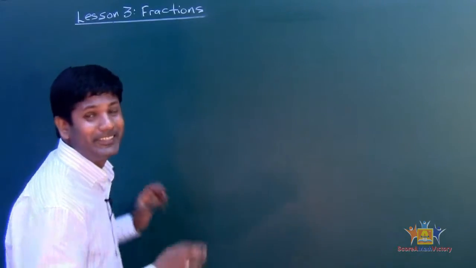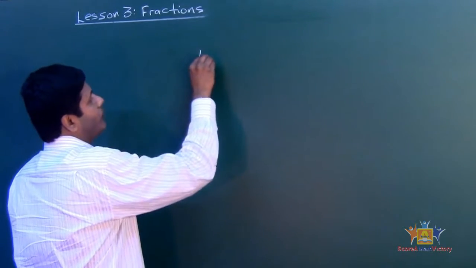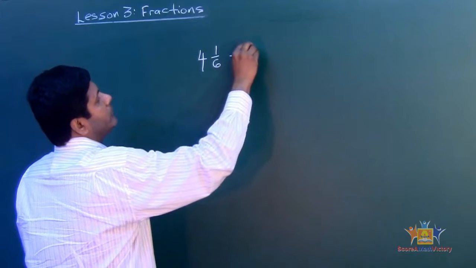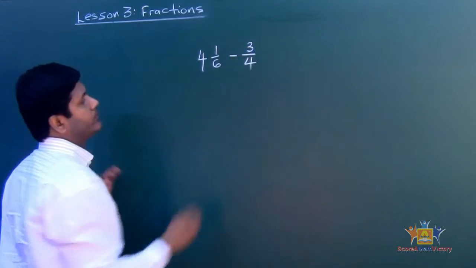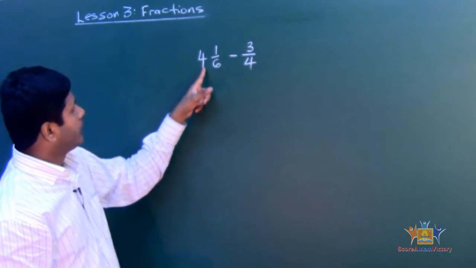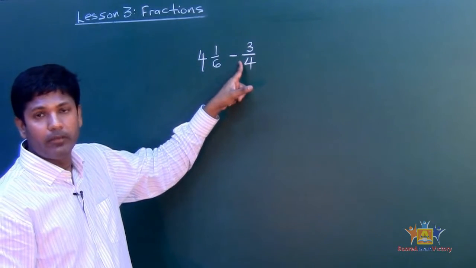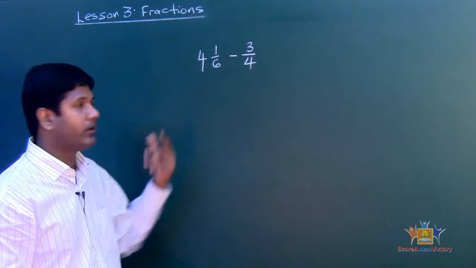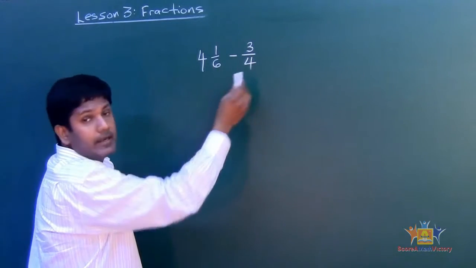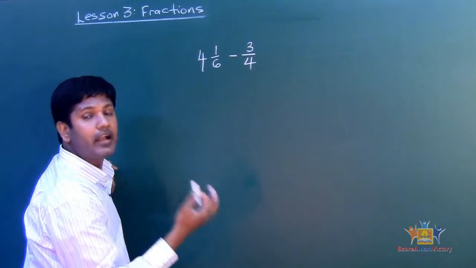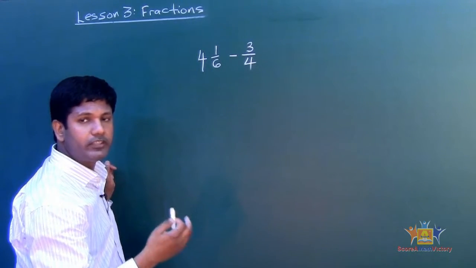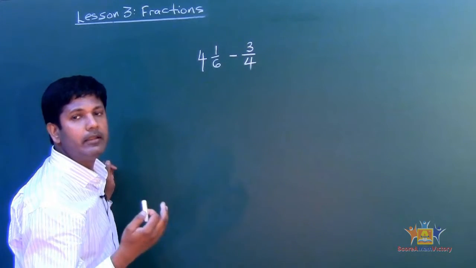Alright, my dear students, let's say for example, if I have 4 1 over 6 minus 3 over 4. So look at this, alright? Now, I've got 4 here, but I have no whole number there. So there's no whole number to subtract, alright? But we've got a fraction subtracting a fraction, but they're not a common denominator. So I've got to find a common denominator between 6 and 4. So what would be the lowest common multiple for 6 and 4?